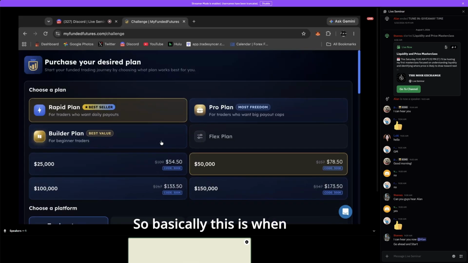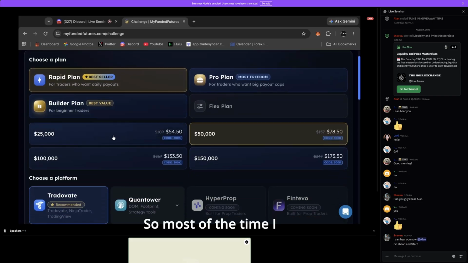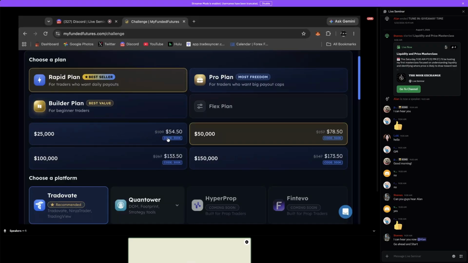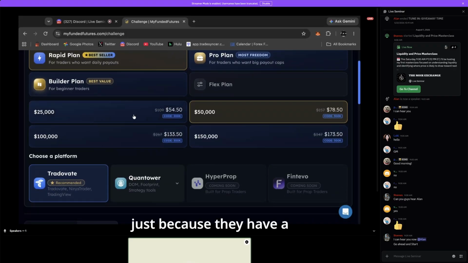So basically, this is when you're buying an evaluation. This is what the screen's going to look like, and I'm using my funded futures for this example. Most of the time, I would get a 50K account, but if you're just getting started and maybe want to test the waters, maybe you could get a 25K. But these are a little more difficult just because they have a smaller drawdown limit, which is just how much money you're allowed to lose before the account gets blown.